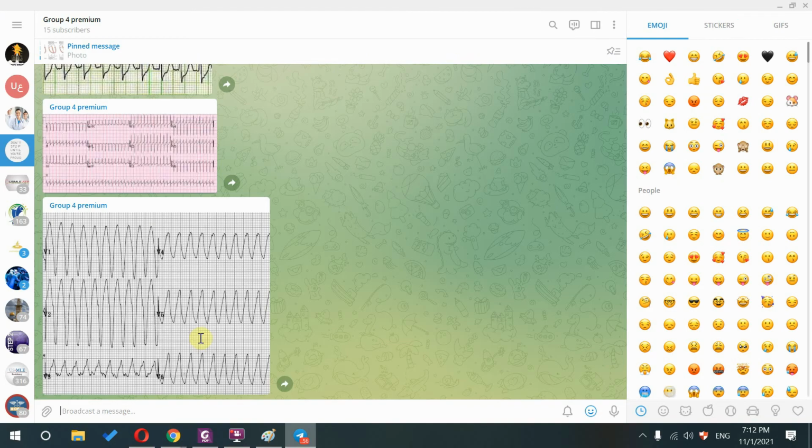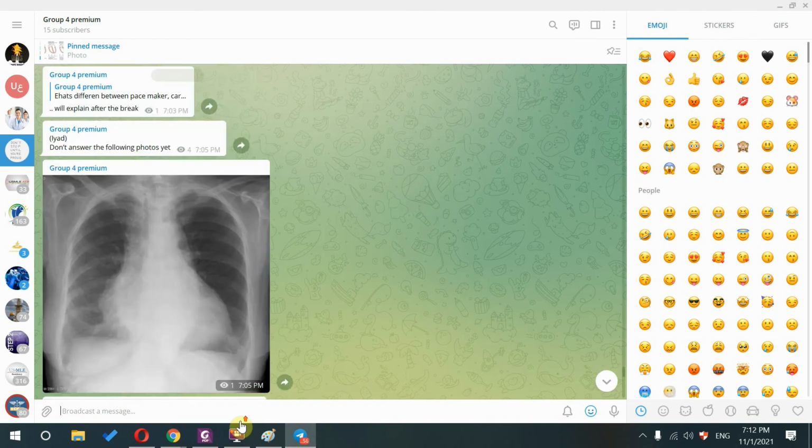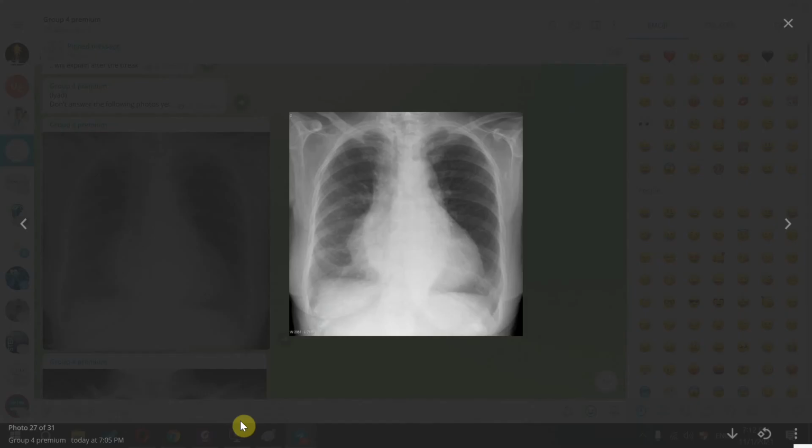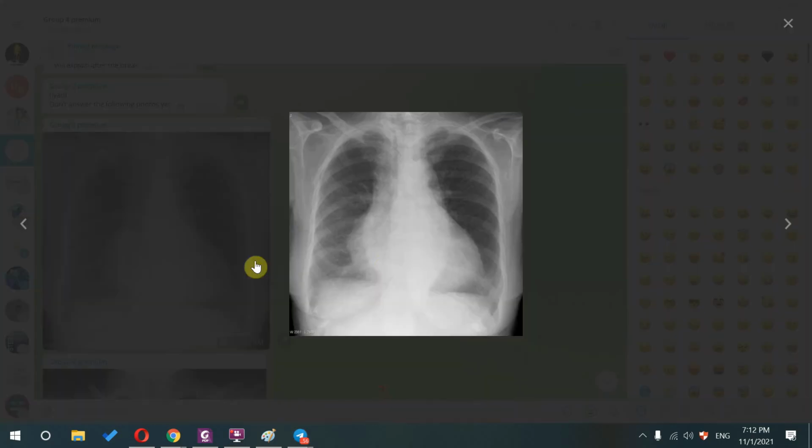Okay, welcome back, guys. So let's take a look at a few chest x-rays really quick, and you guys try to tell me what it is.